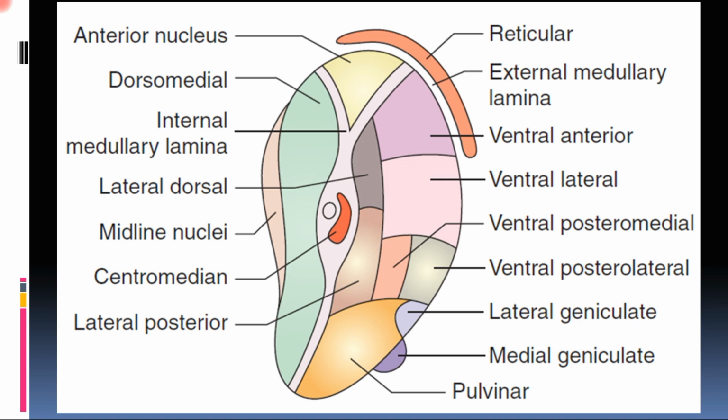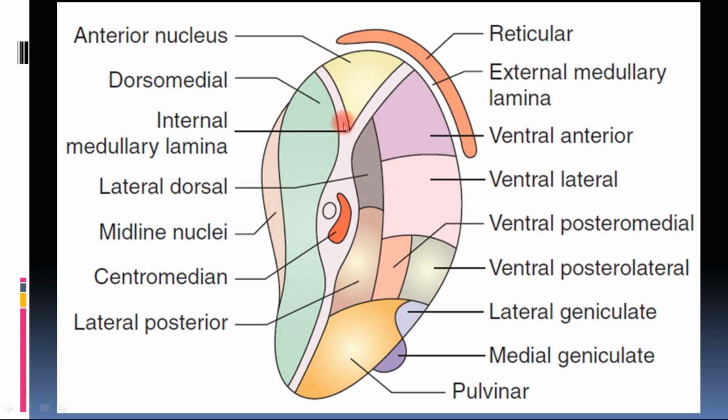Now coming to the gray matter of the thalamus. The gray matter of the thalamus is made up of various nuclei, and these nuclei are divided into various parts. As we have studied, there are three parts: the anterior part, the medial part, and the lateral part. This is where the third ventricle resides, in the midline, and this would be the medial part and this would be the lateral aspect of the thalamus.